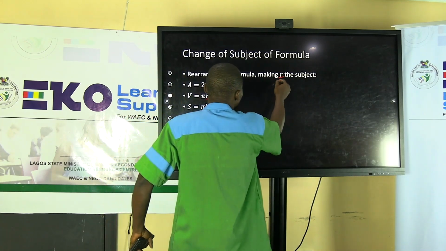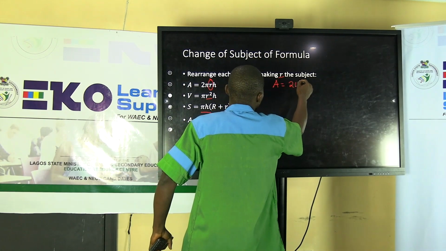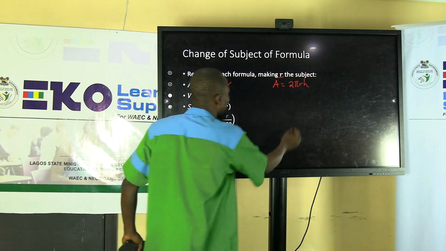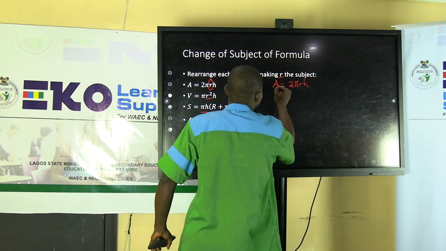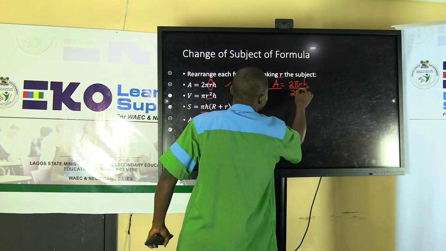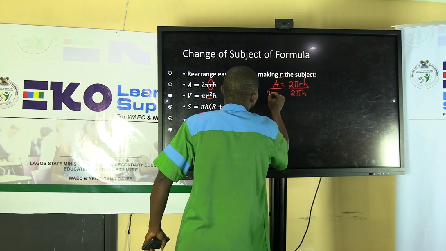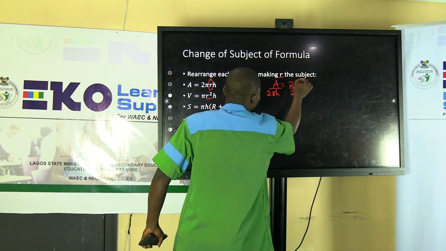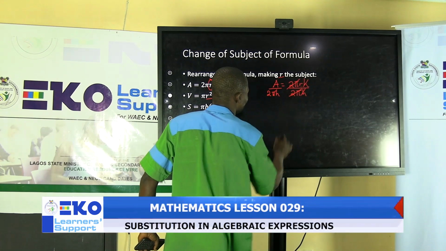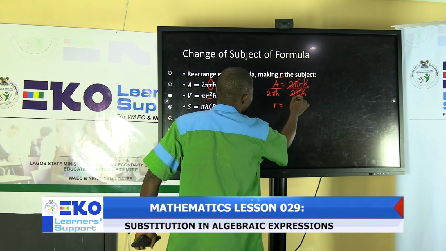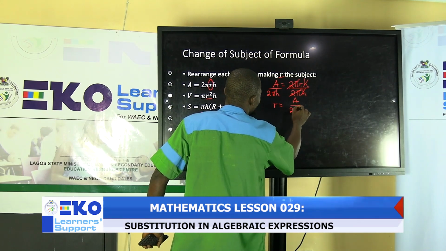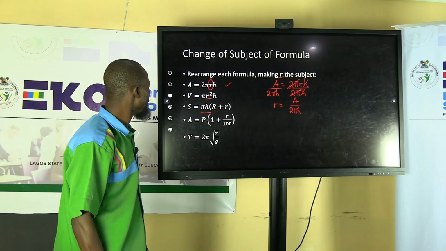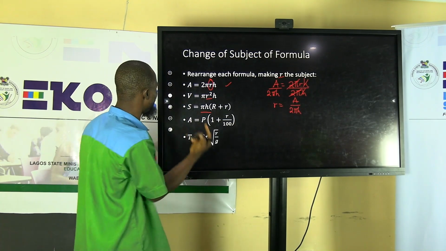So in this case, we say A equals 2 pi RH. To isolate R, you divide both sides by 2 pi H. So that the H cancels H, the 2 pi cancels 2 pi, and we are left with r there. So r equals A over 2 pi H. All right, I hope you get that. Yes. So the same thing you do here.